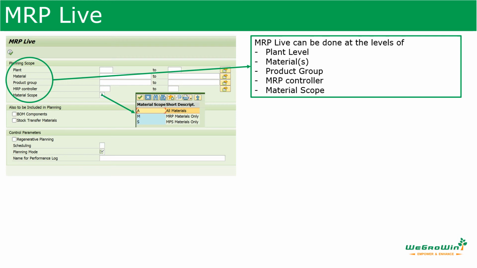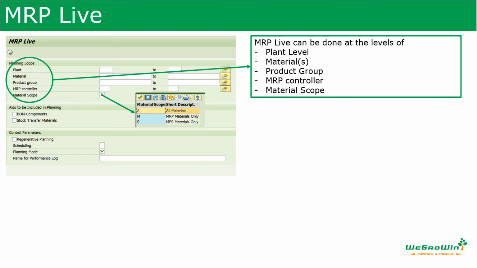This is the MRP Live screen. The MRP Live screen starts with the planning scope. In the planning scope, we can see that we can run MRP based on plant level, individual plant-wise, or a combination of plants. We can select the list of materials to run MRP, or we can select product groups to run MRP, or we can select specific MRP controllers to run MRP, or material scope. I want to run MRP only for MRP items or MPS items or all the materials.